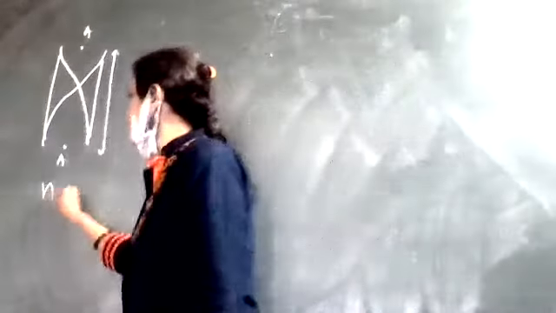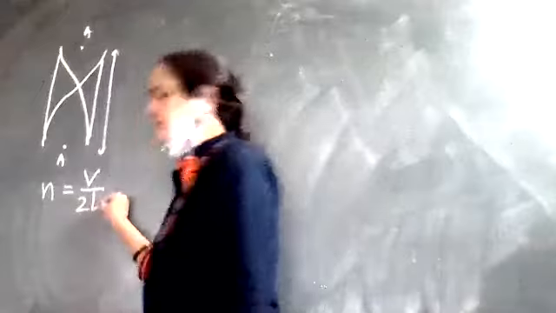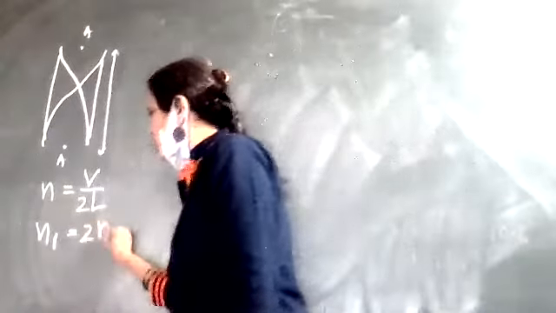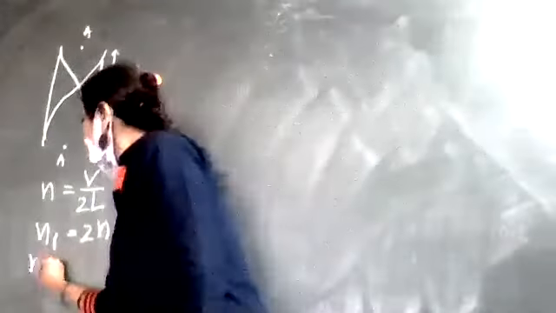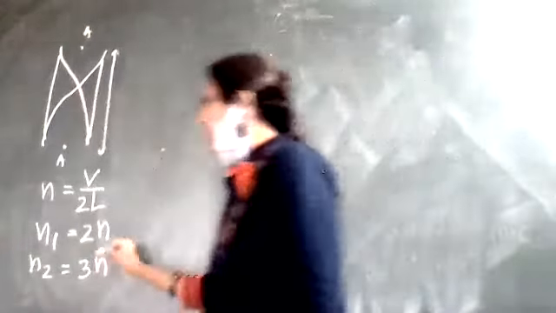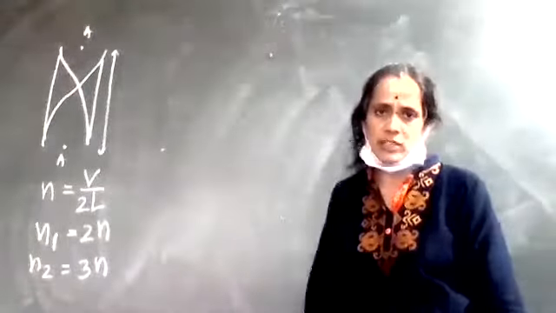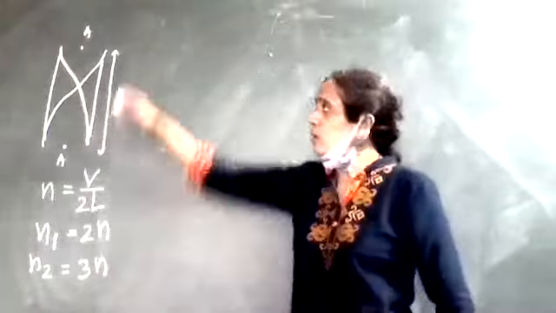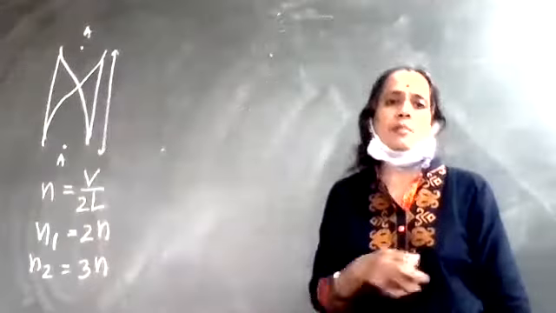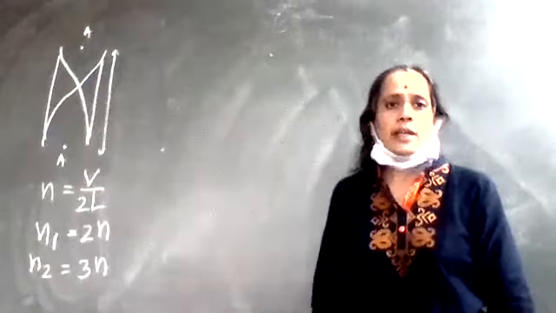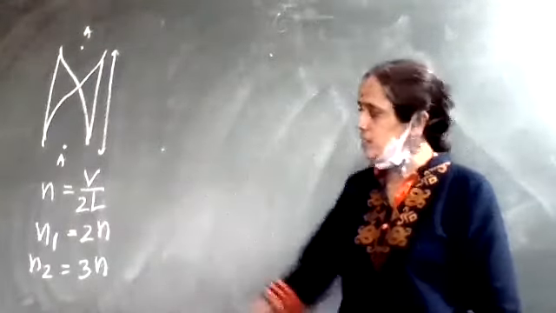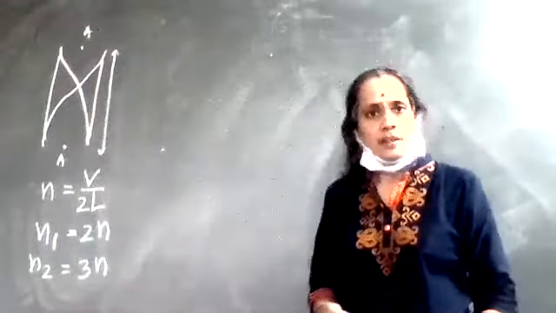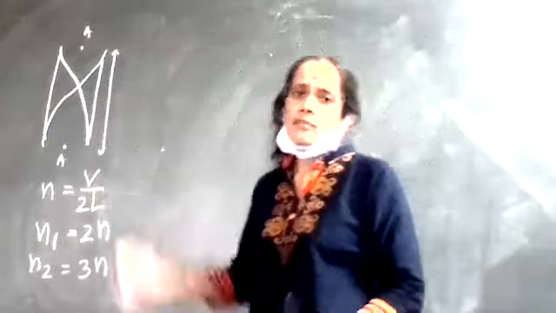Pipe is open at both the ends, so its fundamental frequency n is equal to V by 2L. Then its first overtone frequency N1 is equal to 2N and its second overtone frequency N2 is equal to 3N, because we have already derived this. When the pipe is open at both the ends, the air column will vibrate with all integral multiples of the fundamental frequency. That means first overtone is 2n, second overtone is 3n, like that. Clear?